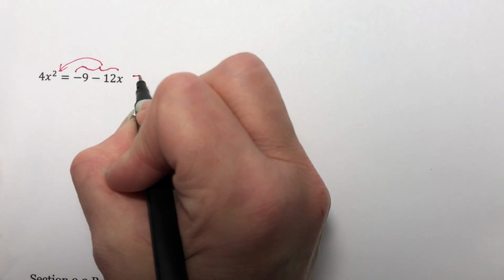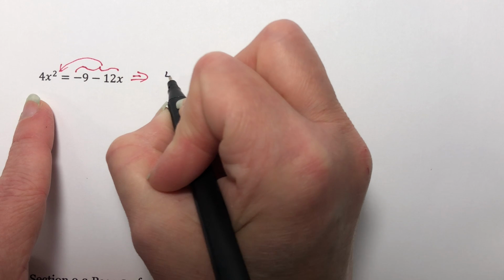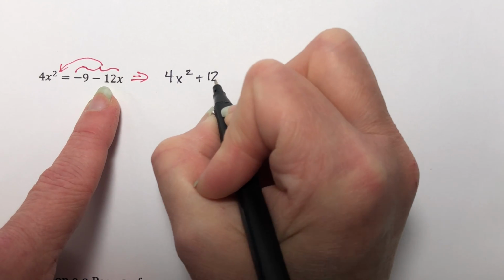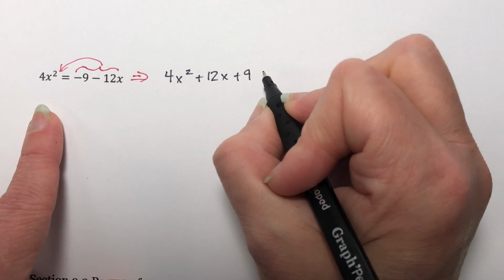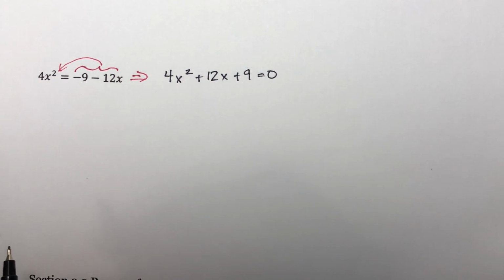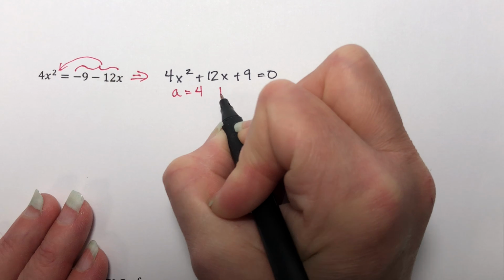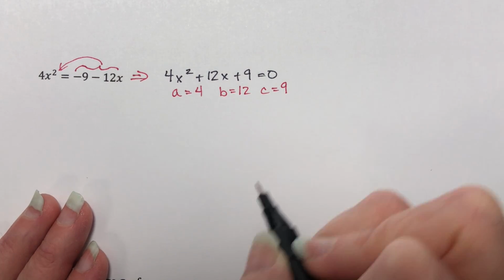Okay, so this is equal to 4x squared plus 12x plus 9, because I'm moving both of those over to the other side, equals 0. So in this case, a is 4, b is 12, c is 9.